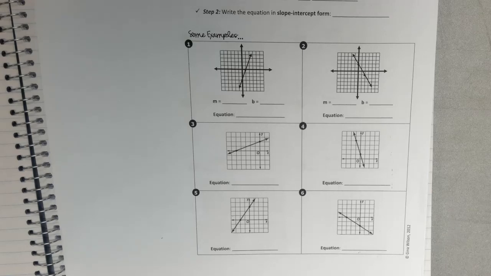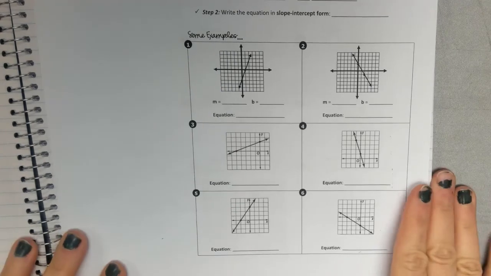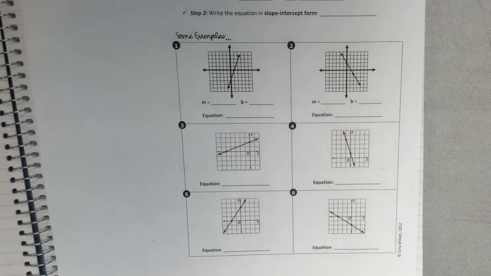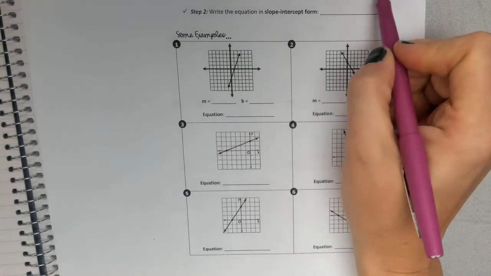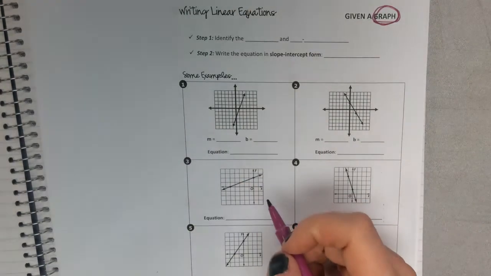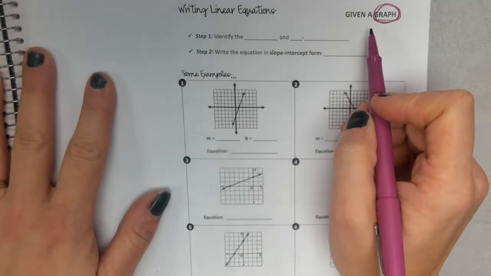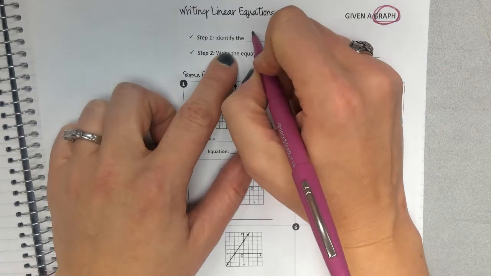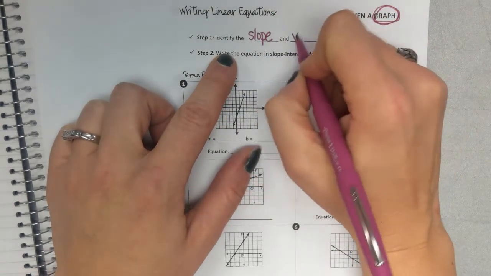All right, good evening. So this is going to be kind of a slight review over last unit, but it's something that you really need to make sure you understand because a lot of algebra is built on it. So let's go to our notes. We want you to be able to write a linear equation when all you have is a graph. So today we're going to focus on if you're given a graph, could you write a linear equation just with a graph? The first thing we have to do is identify the slope and the y-intercept.